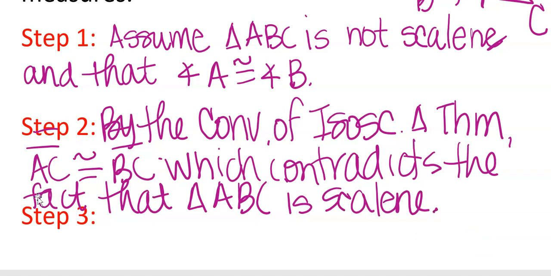Okay, so by the converse of the isosceles triangle theorem, AC is congruent to BC, which contradicts the fact that triangle ABC is scalene, given at the beginning. So whatever you're going to say in here, you're going to prove that what you said is false and what they said is true.